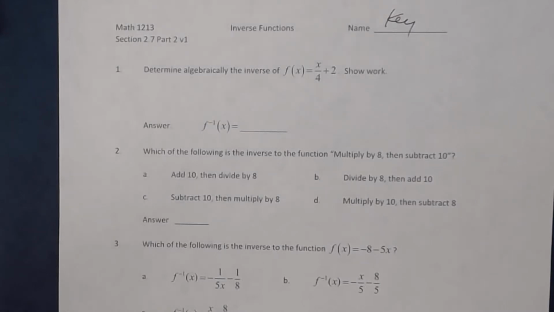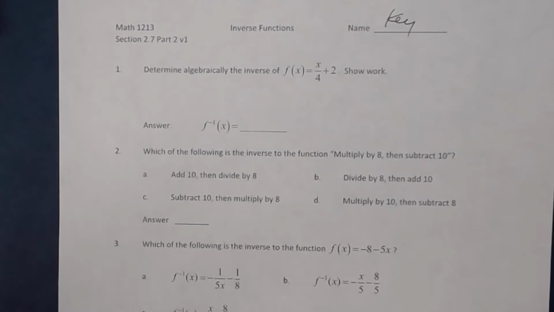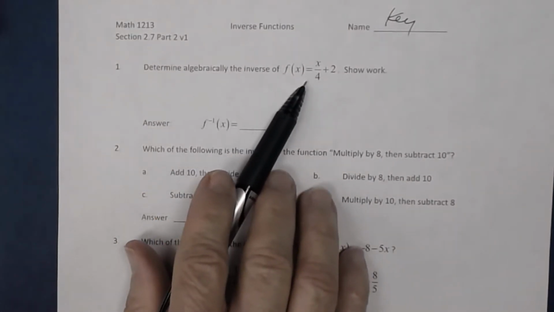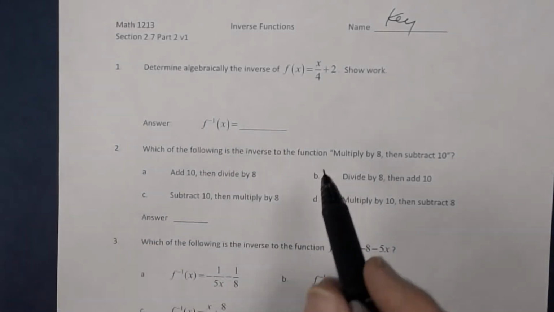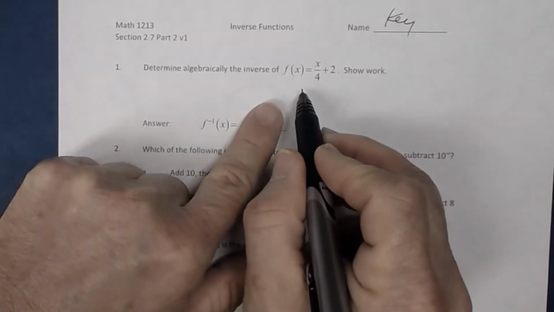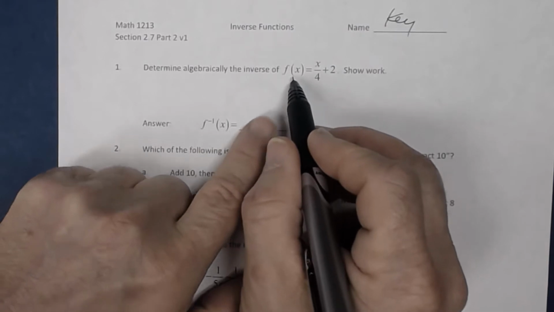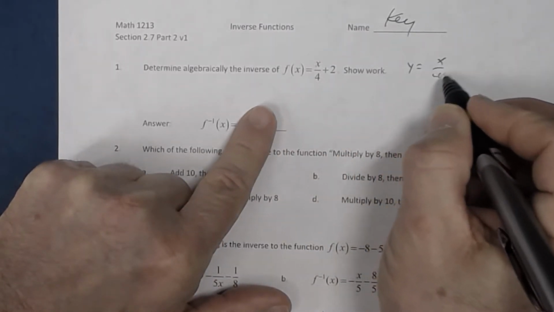This is the key to part 2 of the section dealing with inverse functions. And number 1, you want to determine algebraically the inverse of this. So you have to show the work. It does say show work. So what you have to do is, let's just go ahead and do that here. Remember, to find the inverse of this algebraically, you have to replace f of x with y. So I'm going to say y equals x divided by 4 plus 2.